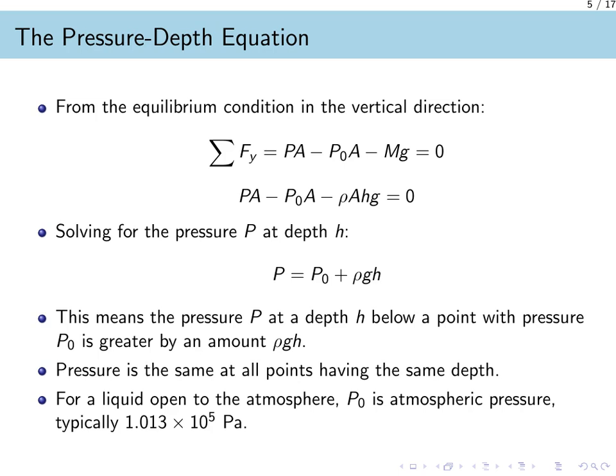Next, we can express the mass, m, in terms of the fluid's density, rho. Mass is density times volume, so m equals rho times A times h. Substituting this into our force equation and canceling the area A from every term allows us to solve for P. The result is the pressure-depth equation: P equals P0 plus rho times g times h. This tells us that pressure increases linearly with depth. The pressure at any point is simply the pressure at the surface plus an amount that depends on the fluid's density and the depth.